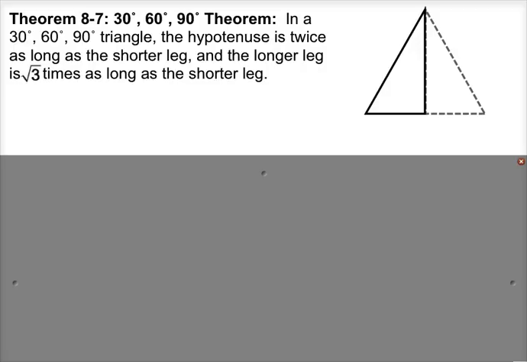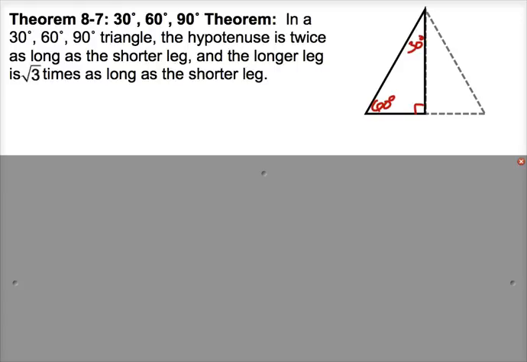Theorem 8.7, here's our second shortcut. It's for a 30-60-90 triangle. So looking over here at my figure, if this is my 60, 90, and 30, and in my mind I remember this one as a 30-60-90 triangle is an equilateral triangle that I sort of cut in half. If that's the case, it says the hypotenuse is twice as long as the shorter leg, and the longer leg is the square root of 3 times as long as the shorter leg.